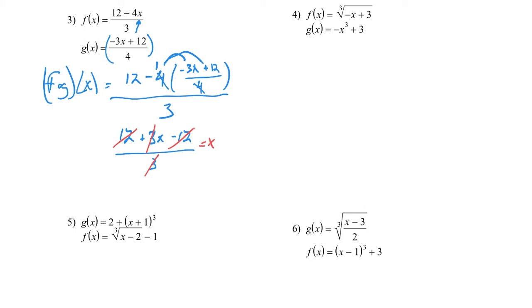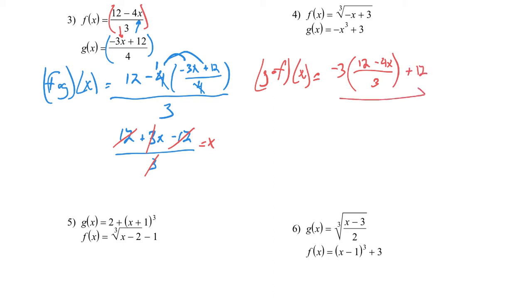Now I just need to try it the other direction and do g of f. If it works this way, then good, they're inverses. If it doesn't, then okay, they're not. So now f is going into g, so now it's going the other direction. So f goes in there, so I have negative 3 times 12 minus 4x all over 3. Then I have the plus 12 from the g, and then the all over 4 from the g.